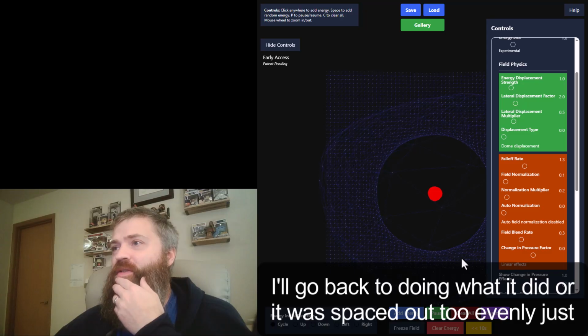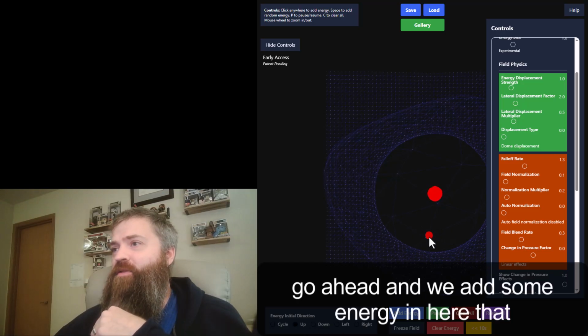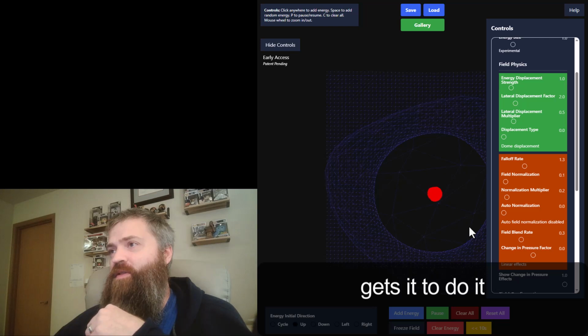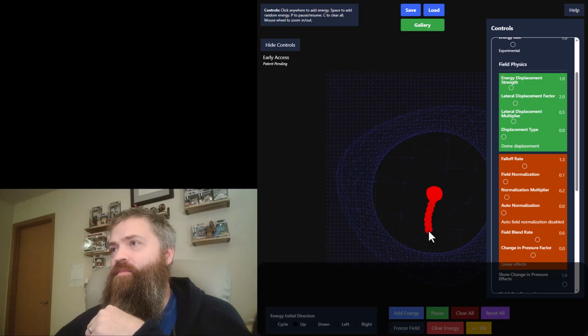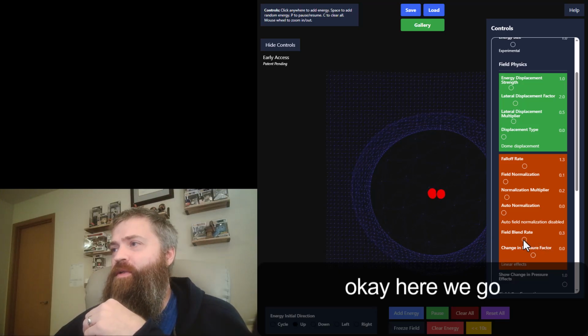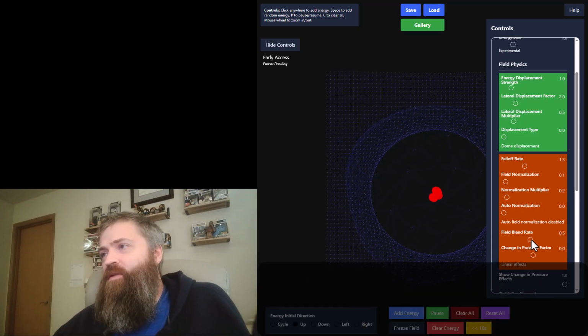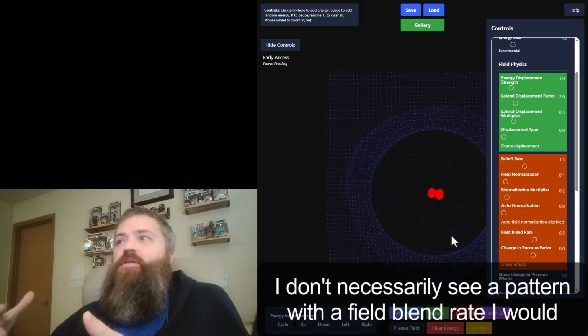Let's see if it'll go back to doing what it did, or if it's spaced out too evenly. Let's just go ahead and maybe add some energy in here. See if that gets it to do it. Okay, here we go. Crank that back down. All right, so it seems to me almost like they're tidally locked and facing each other. Oh, maybe they need to be higher for this case. I don't necessarily see a pattern with the field blend rate.